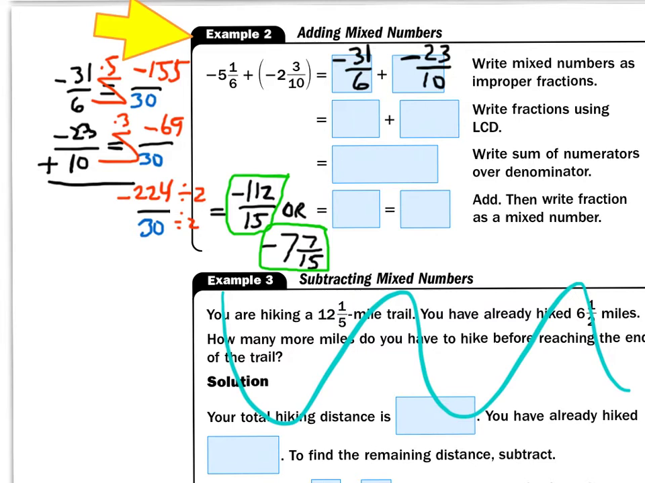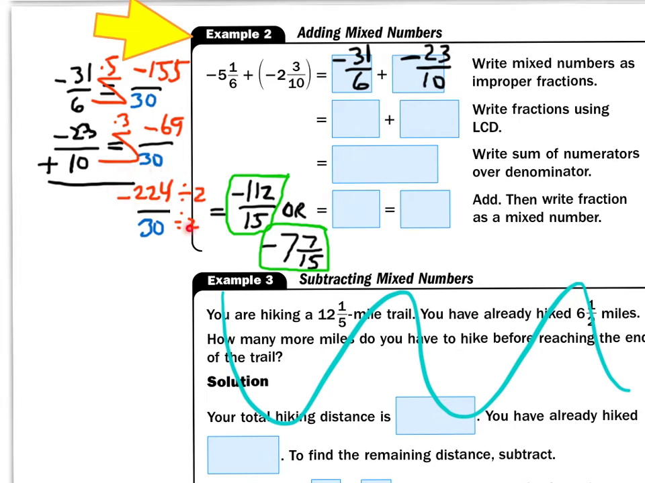Now, grab your red and start at the 6. 6 goes into 30 5 times. Bring that upstairs. Negative 31 times 5 gives us negative 155. Now start at the 10. 10 goes into 30 3 times. Bring that upstairs. Negative 23 times 3 gives us negative 69. And so now we add negative 155 plus negative 69 to get negative 224 over 30.